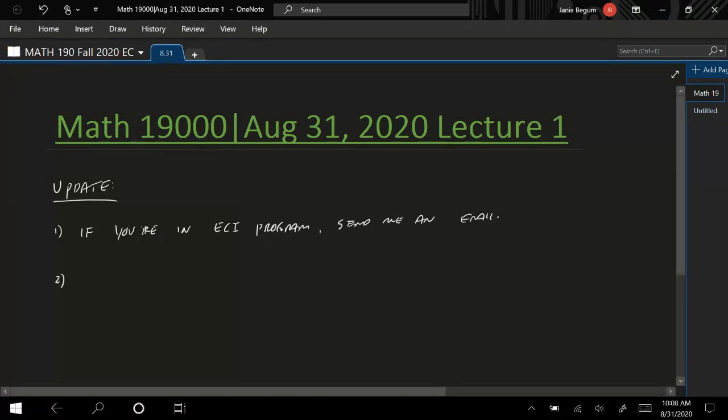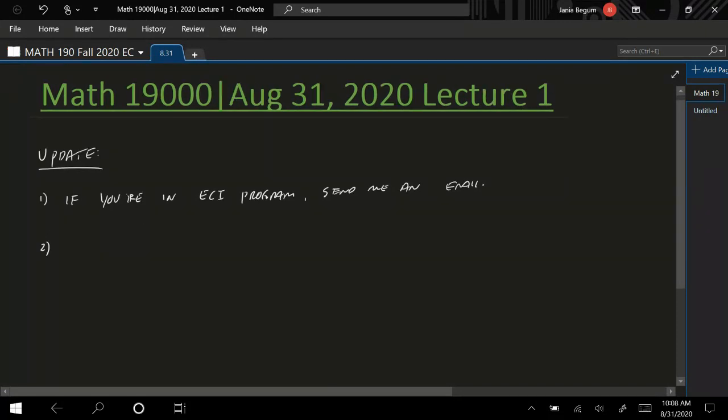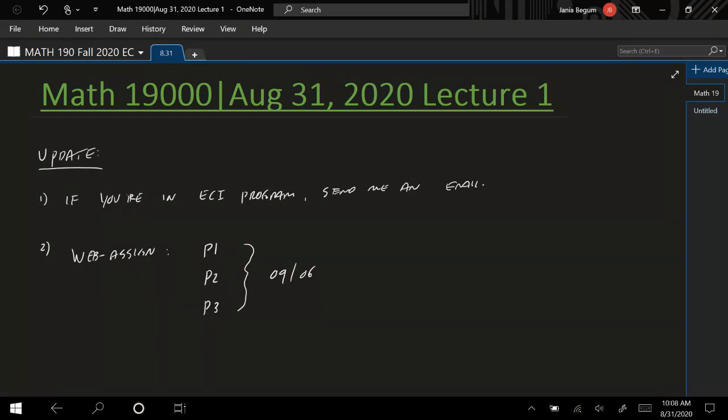And then the second update I have is getting started with WebAssign. For this coming week, you have three assignments due. P1, P2, P3. P stands for prerequisite, right? These are due on September 6th. I believe that's this weekend. So just make sure you finish those up. This date is fixed. I won't change it. So make sure you get it done before September 6th.